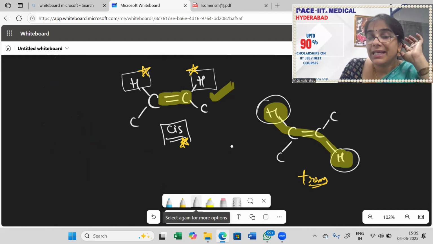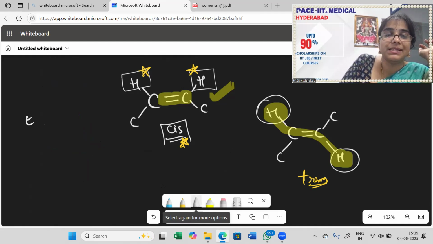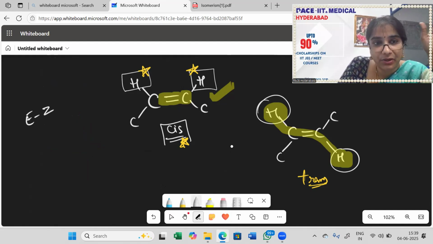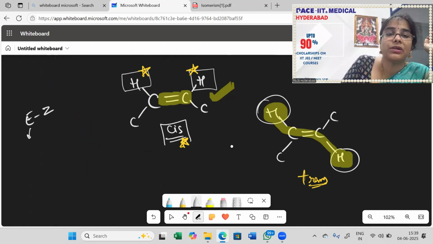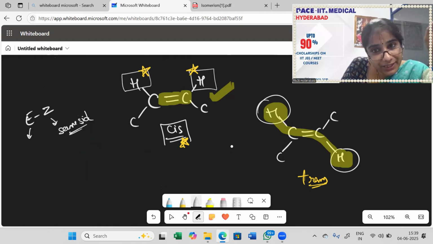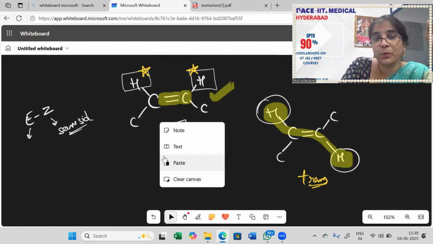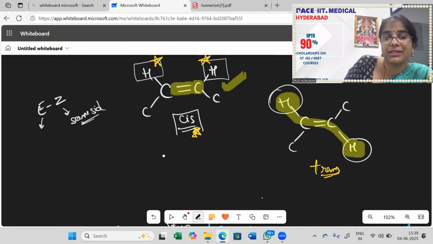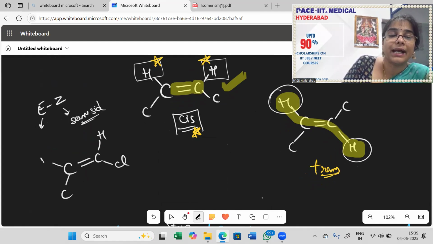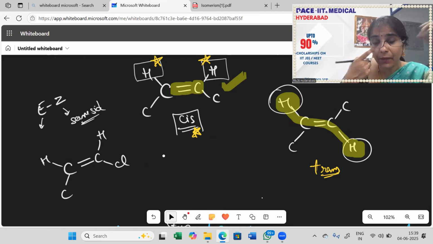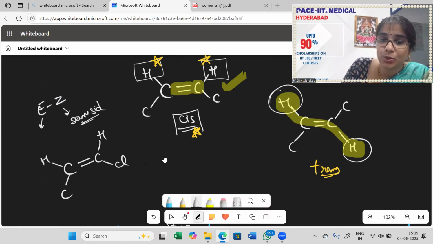Next you have E-Z isomerism, E and Z, from Entgegen and Zusammen. Entgegen means opposite sides, two different sides. Zusammen is my same side. Now what do I mean by this? If I have two heavy groups, they need not be the same groups, but now it can have two heavy groups on the same side. Like I have carbon, carbon, I have hydrogen here, chlorine here, carbon here, and this hydrogen here. Now tell me, what is this? Is this my cis isomer or not?